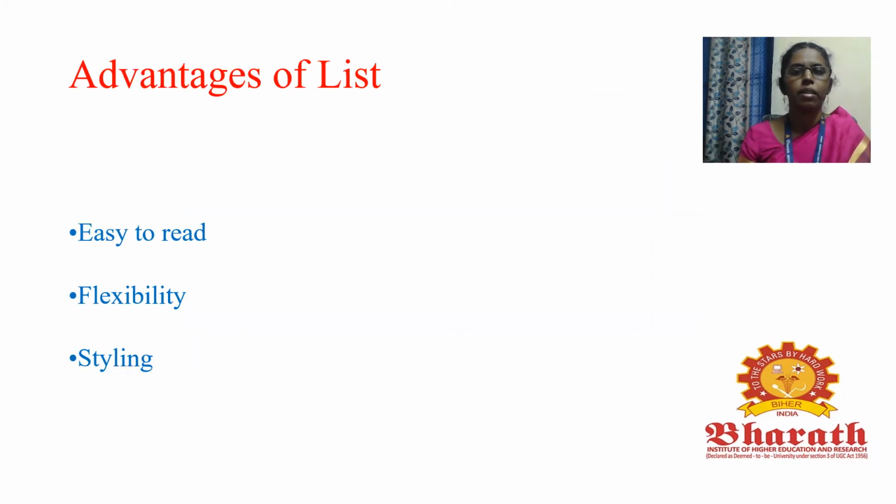What are the advantages of this list? Using the list, we can easily read and understand the text. Not only that, it improves the flexibility. Flexibility in the sense we can easily move the item from one place to another, that is, we can change the order very easily. And the third one is styling can be done very easily. That is, it can be integrated with cascading style sheets. That is, list can be styled very easily. So these are the advantages of the list.